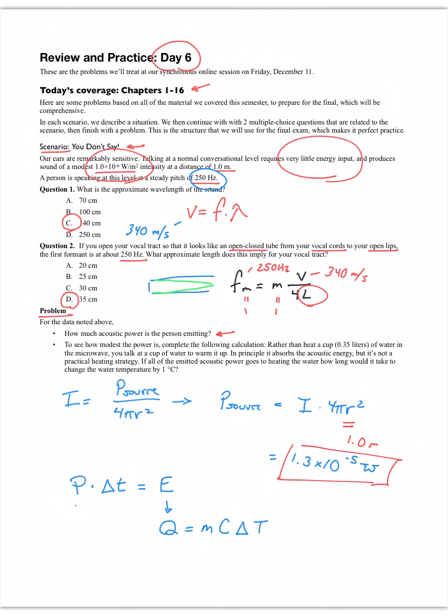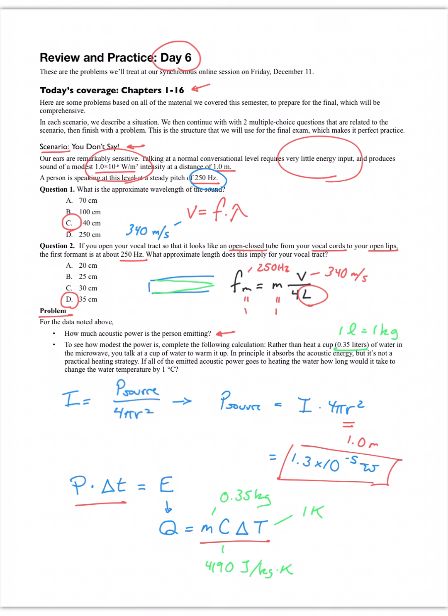So P times delta t, the power you emit times the time for which you emit it, is equal to m times c times delta T. M is the mass of the water, and it's 0.35 liters of water. But for water, 1 liter is equal to 1 kilogram, given the density of water, so we have 0.35 kilograms. The specific heat of water is 4,190 joules per kilogram per degree Kelvin, and the change in temperature we're looking for is 1 degree Celsius or 1 Kelvin.